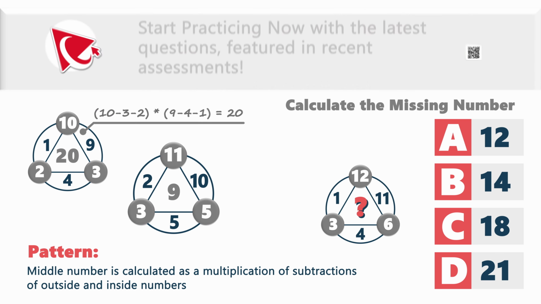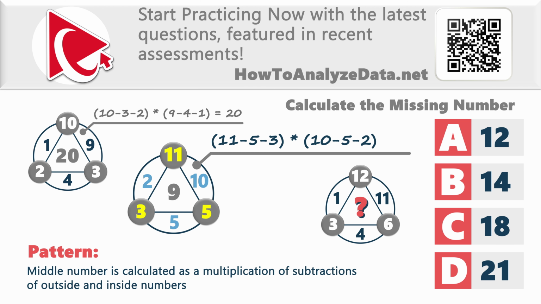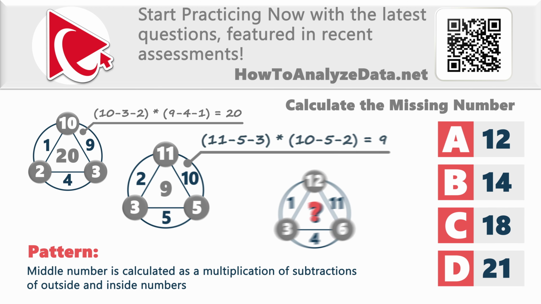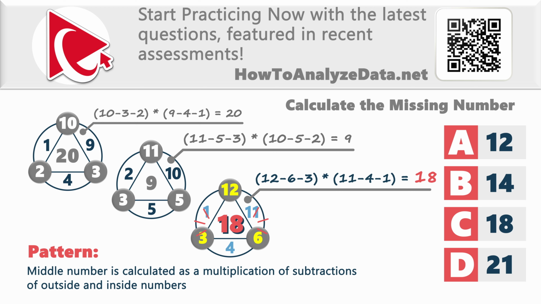Let's confirm that the pattern is right by recalculating the values in the second shape. (11 minus 5 minus 3) multiplied by (10 minus 5 minus 2) equals 9. And now is the time to calculate the missing number. (12 minus 6 minus 3) multiplied by (11 minus 4 minus 1) equals 18. So the correct answer here is choice C, 18.